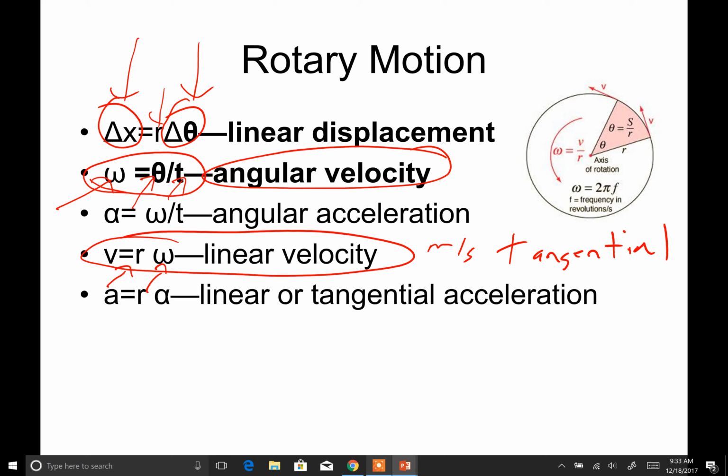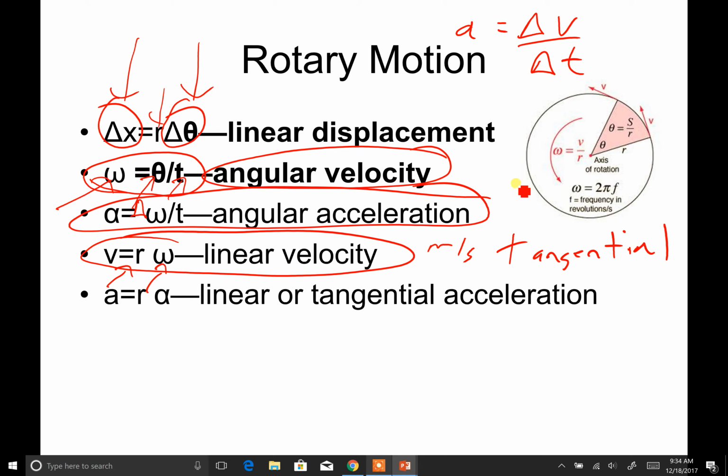You can also measure an angular acceleration. Just like linear acceleration is equal to change in velocity over change in time, we can think of angular acceleration as change in angular velocity over change in time. Angular acceleration should be measured in radians per second squared. If we need the linear equivalent to the angular acceleration, we simply take the radius times the angular acceleration. If we multiply those together, we'll get a linear acceleration in meters per second squared.